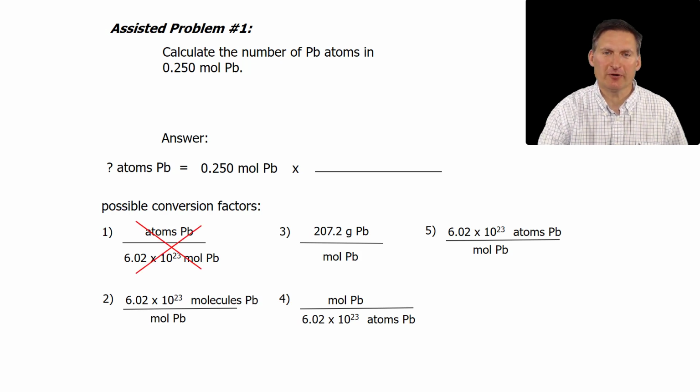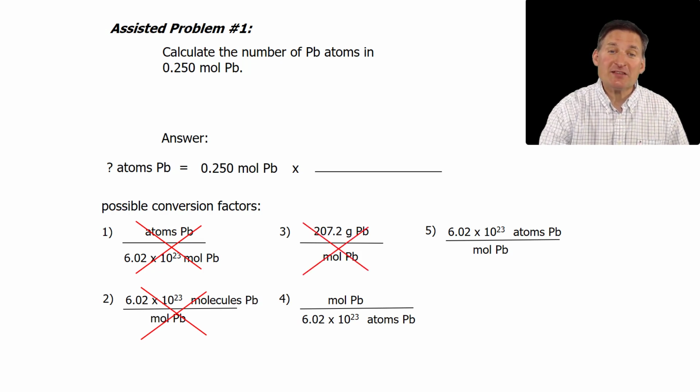This first one is incorrect. The units are in the correct place because moles would cancel and you'd solve for atoms. But overall it's wrong because there are 6.02 times 10 to the 23rd atoms in 1 mole, not the other way around. This isn't bad, but it's still wrong because the fundamental unit of lead is an atom, not a molecule.